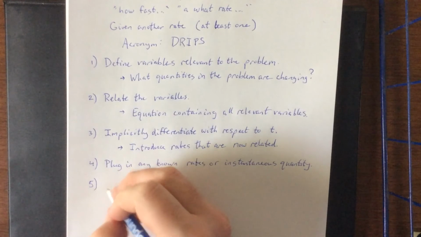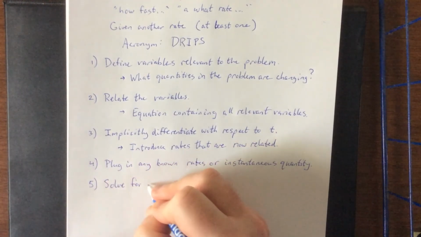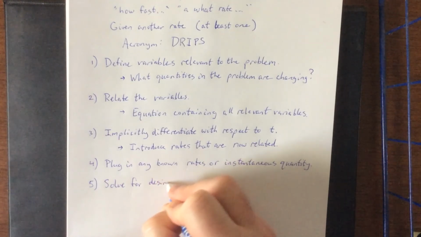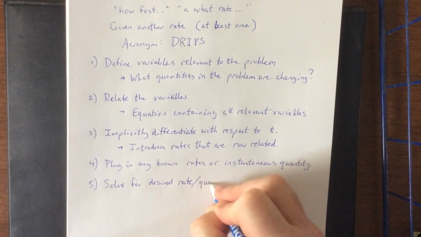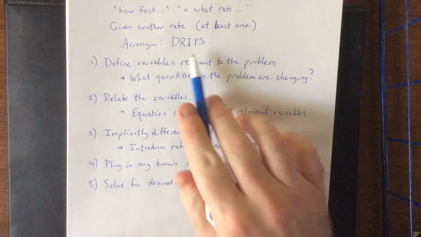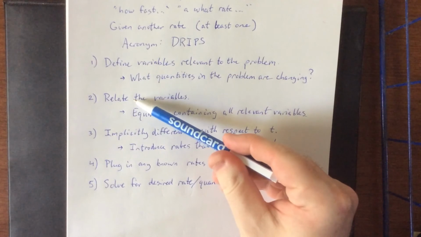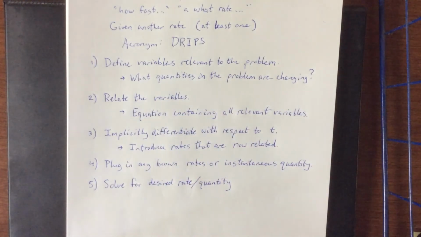And finally, the S of DRIPS is going to be solve for the desired rate or other quantity. So DRIPS: define, relate, implicitly differentiate, plug in, and solve. I will demonstrate this in the next couple of videos.